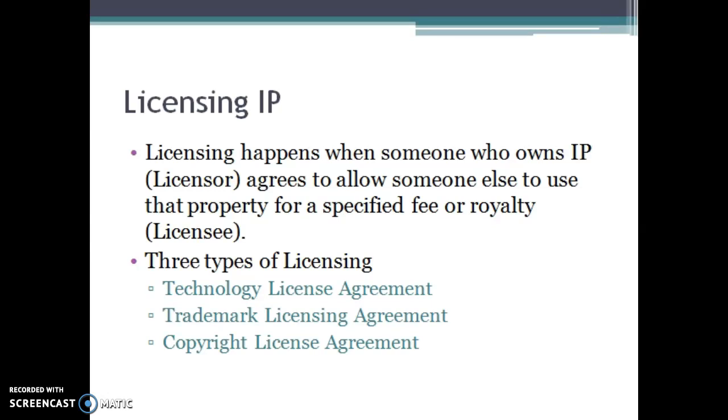And there's three types of licensing, which we won't talk about today. I just thought it'd be good to include these in here so that we all know what we're talking about. These are three common types of licensing. We have technology licensing agreement, trademark licensing agreement, copyright licensing agreement. And so each one of these are exactly what they sound like. They are licensing the three things mentioned: technology, trademark, and copyright. These things are owned by someone, and they're going to be licensed to someone else to use for a specific fee or royalty.